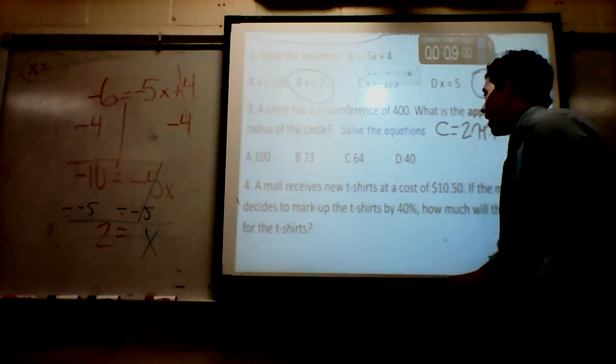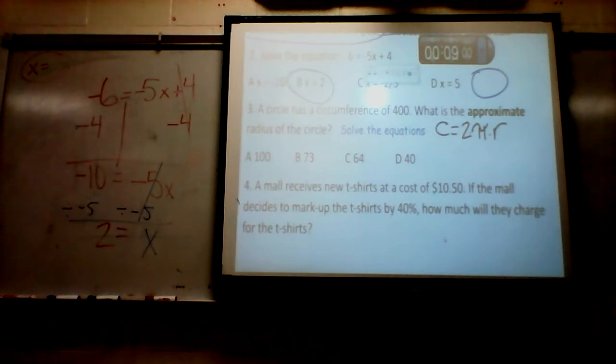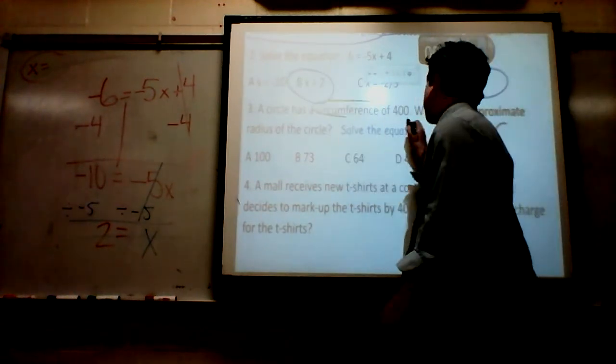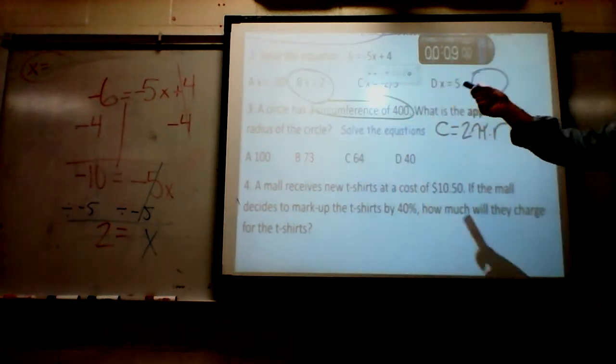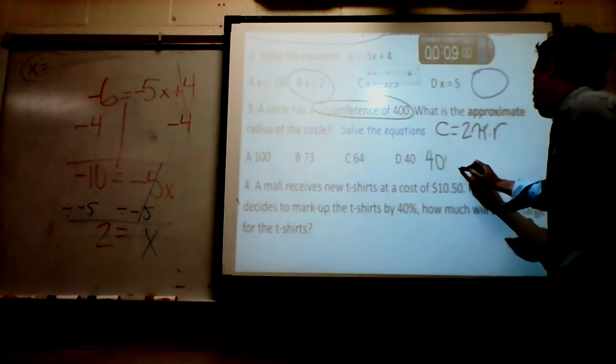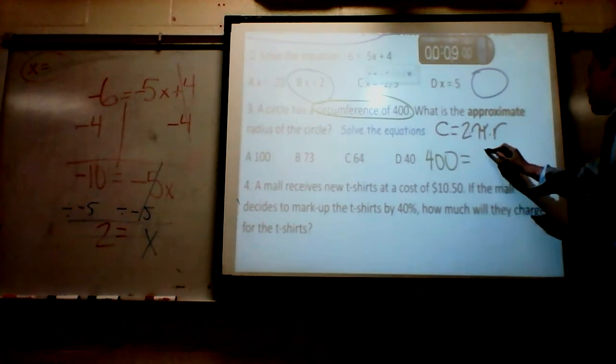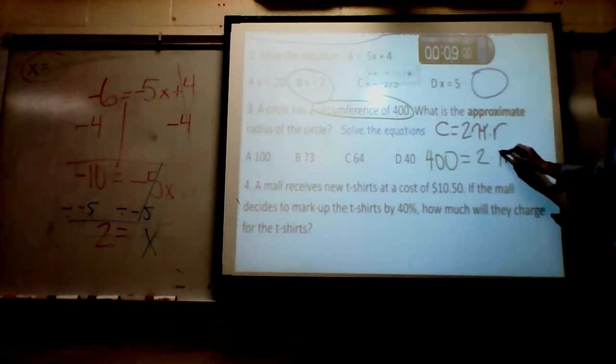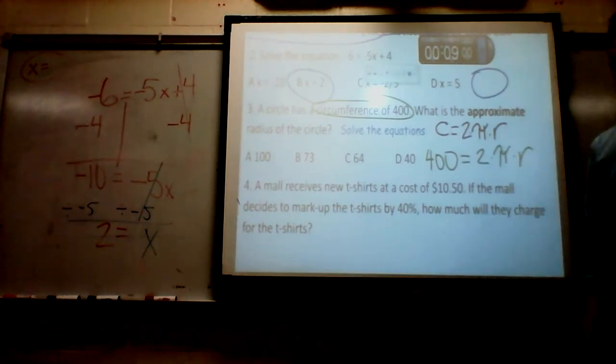So in this problem, we know one piece of information. We know that the circumference is 400. It tells us this in the problem. So all we have to do is plug that in. 400 is the same as 2 times pi times the radius.